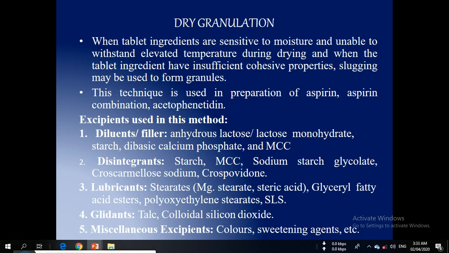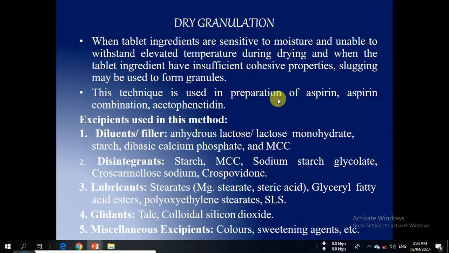This is the second step, which is called the dry granulation method. In the dry granulation method, when the tablet ingredients are sensitive to moisture and unable to withstand elevated temperature during drying, and when the tablet ingredients have insufficient cohesive property, slugging may be used to form granules. This technique is used in the preparation of aspirin, and in combination with acetophenetidine.